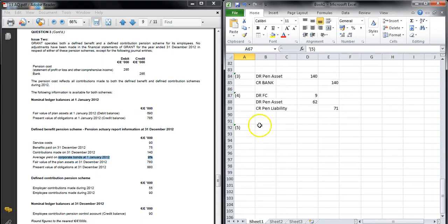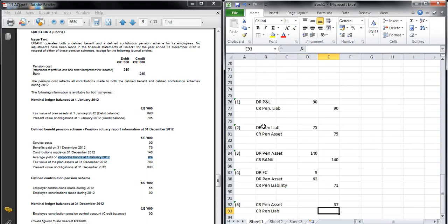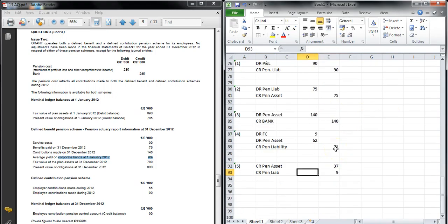Do 5 together. We would credit pension asset because we're reducing it by 37. We would credit pension liability because again we're increasing the pension liability by 9. And then we would debit OCI by 46. So both of the net impact being losses overall, because they're negative impact, it's increasing a liability and decreasing an asset. So the overall position is then we have a debit to the OCI of 46.